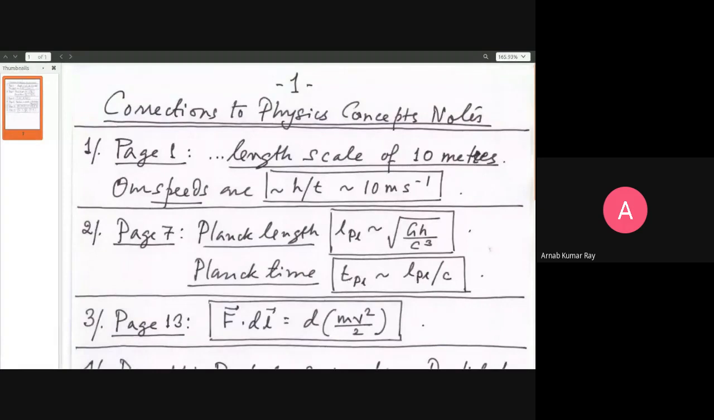Can you please confirm that you can see these corrections to physics concepts? Yes, sir. Thank you. So there are errors, as I have noted in a few pages separately. Instead of disturbing the old notes, I have listed those errors. You'll get all these things very soon.